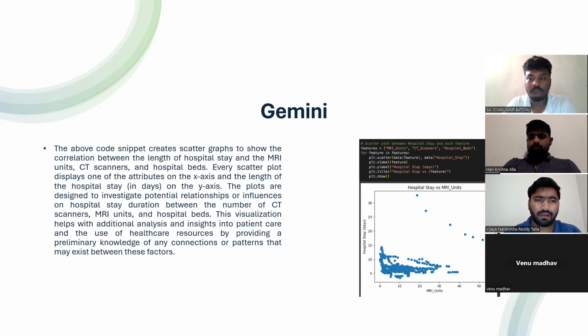This snippet creates a scatter graph to show the correlation between the length of hospital stay and the MRI units, CT scanners, and hospital beds. Every scatter plot displays one of the attributes on the x-axis and length of the hospital stay in days on the y-axis. The plots are designed to investigate potential relationships or influences on hospital stay duration between the number of CT scanners, MRI units, and hospital beds.